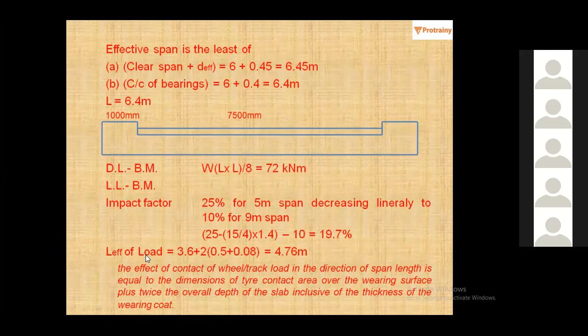Right now we are talking about L effective of load. So how are you going to find it? Its expression is given here. The effect of contact of wheel or track load in the direction of span length is equal to the dimension of tire contact area, which is 3.6 meters over the wearing surface, plus twice the overall depth of slab, which is 500 mm, inclusive of the thickness of wearing coat, which is 0.08 meter if you are converting to meter.